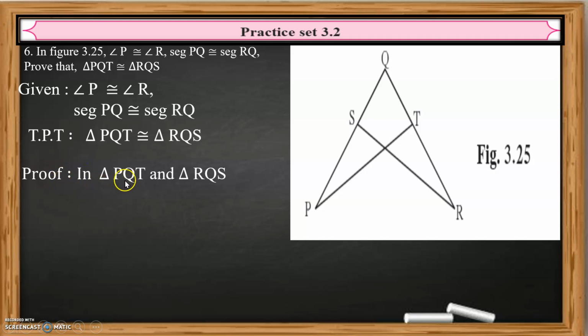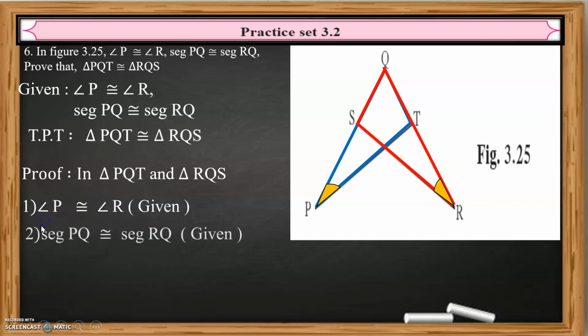We start with the proof in triangle PQT and triangle RQS. So which is triangle PQT? You have to prove these two congruent. So I have taken those two triangles. So let's have triangle PQT, the blue triangle, and RQS, the red triangle. In these two triangles, certain parts are given congruent. So we'll write with the first part, that is angle P congruent to angle R, because it is given. What else is given? Segment PQ congruent to segment RQ. That is also given. So let's mark it in the figure. PQ congruent to RQ.